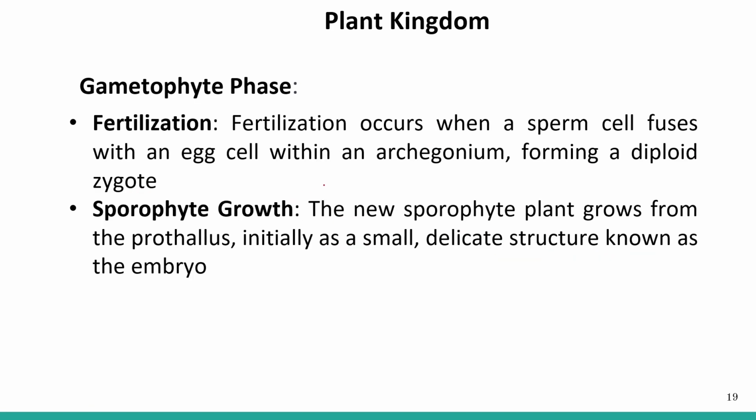So after the fertilization, what happens? For the process of fertilization, the sperm released from the antheridia swims, as water is available, and reaches the egg. It fertilizes the egg and forms the diploid zygote. The new sporophyte plant grows from the prothallus. Now from this prothallus, a new plant grows as a sporophyte.